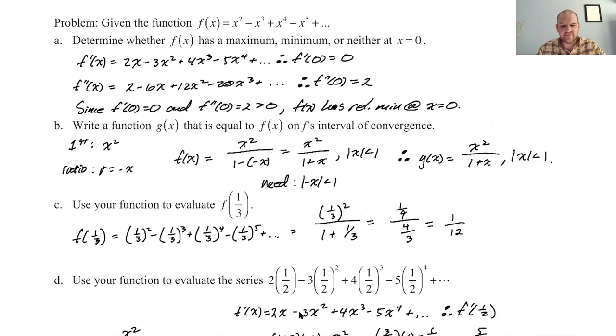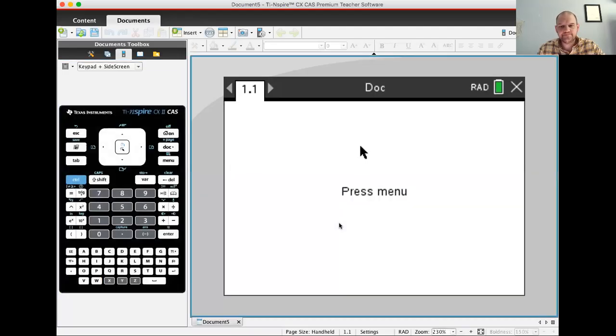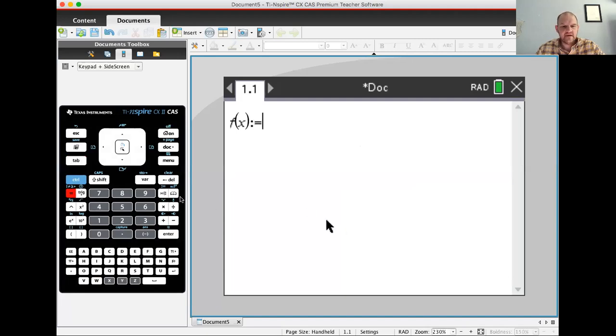I'm going to try on the calculator to get some of this to work. So let's see. I can write a summation and use some of the terms, but that won't be enough. Let's see, what do I want to do? I want to do f of x is, let's just see what happens if I try this. I'm going to go from 0 to infinity of x squared times the quantity negative x to the n.